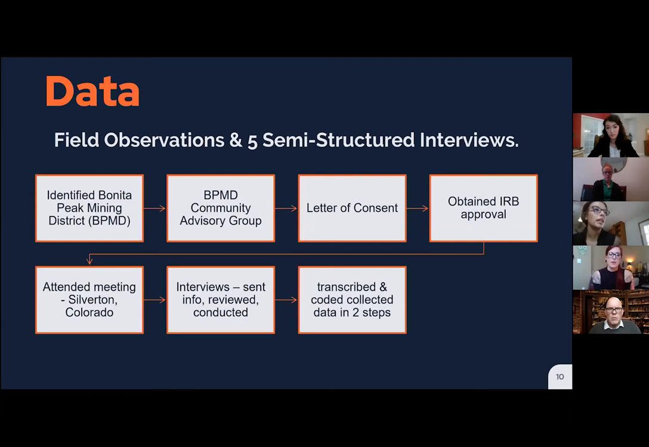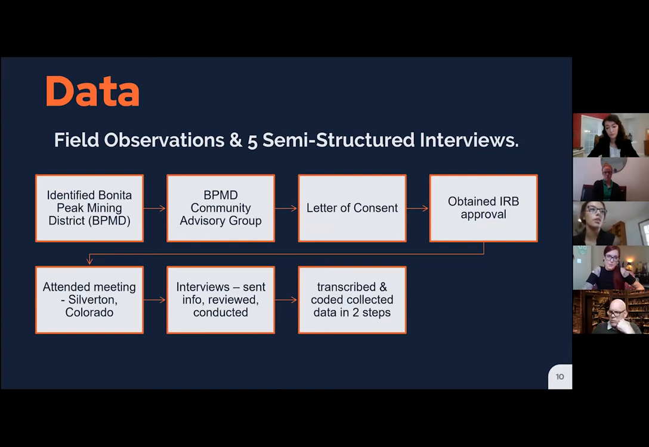I was then able to identify the site stakeholders, and a letter of consent was obtained from the community advisory group chairman. This allowed me to participate in a stakeholder meeting and interview the committee representatives. I then obtained IRB approval from the university and then traveled to Silverton, Colorado for a meeting on September 25th of last year. I collected field observations and scheduled the interviews.